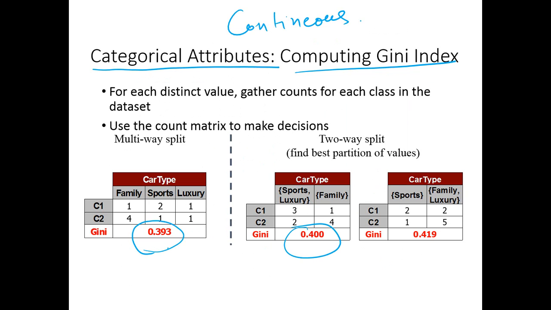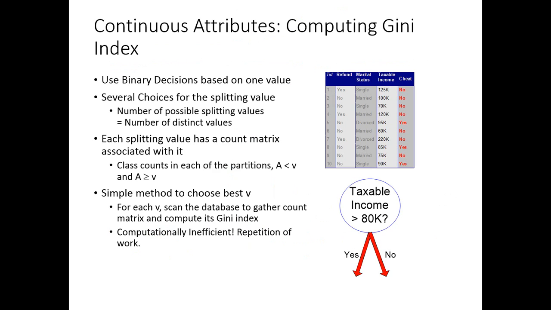So all you need to know from this slide is that even for categorical attributes, you can use Gini index, and use that for splitting your data into different classes.